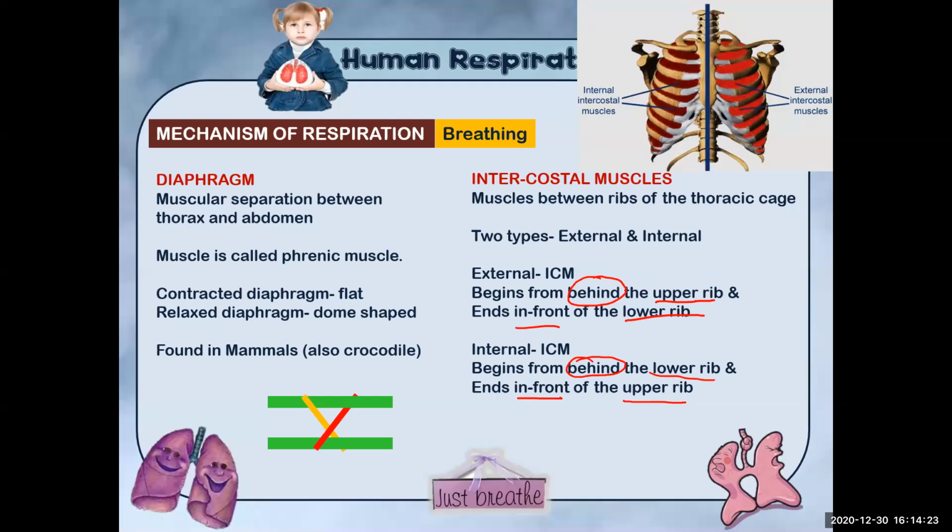Can you tell me, yellow and red, which one of them is internal intercostal muscle?